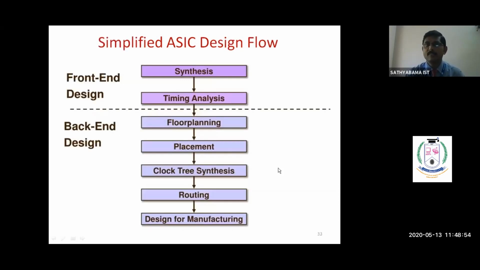The ASIC design flow can be simplified. We can represent synthesis, then timing analysis, that means simulation. Then we move on to floor planning, placement, and routing. Then finally we manufacture the chip. That is called backend design. If you are making RTL code and doing simulation and synthesis, these processes are called front-end processes. Then starting from schematic, layout, then floor planning, placement, routing, up to GDS2 conversion is called backend design. So this is the simplified ASIC design flow.